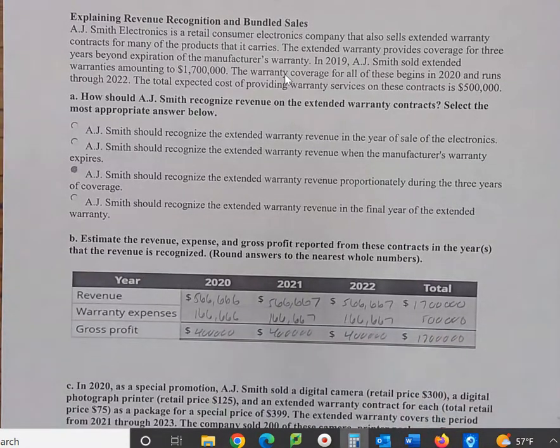So we can kind of see here that 1.7 minus 500,000 is 1.2 million. It's a matter of how we recognize that revenue. And again, for our purposes, even though we know that we're going to have a little bit more expense here and a little bit less expense here, we're just going to divide it out by the number of years and go 400,000 for each year.